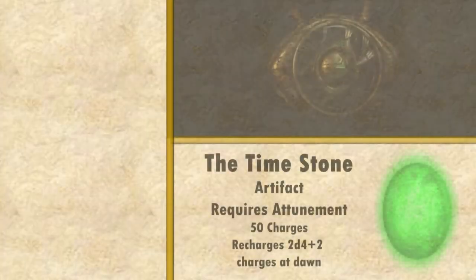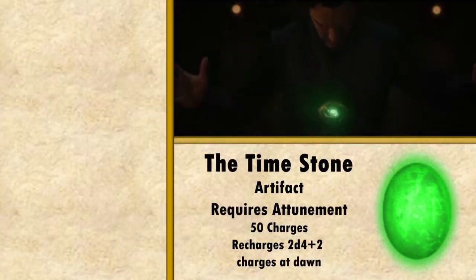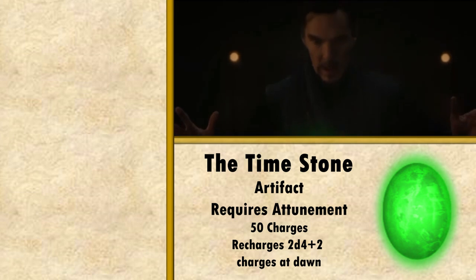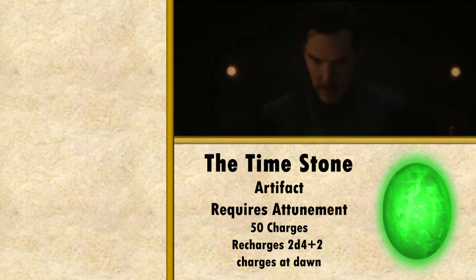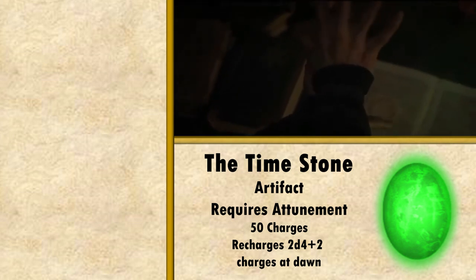So, up first is the Time Stone, first seen in Doctor Strange. This artifact contains 50 charges that can be used in a variety of ways on a variety of abilities. The stone regains 2d4 plus 2 charges each day at dawn.